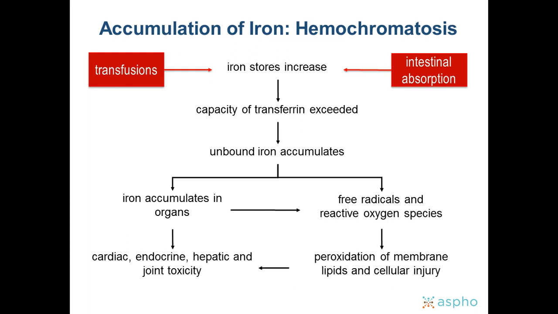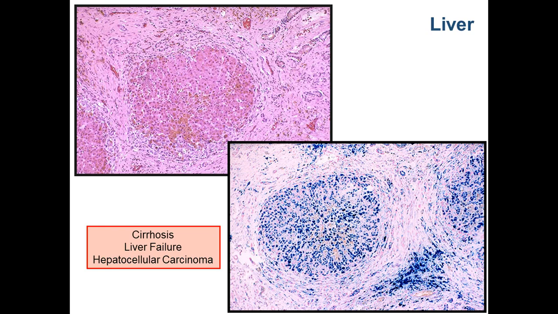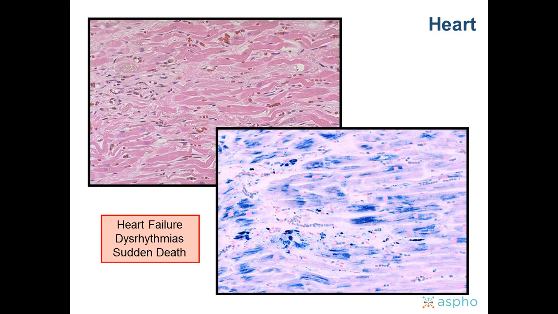Why is it a problem? Well, you get transfusions and intestinal iron. Iron stores increase. You exceed the capacity of transferrin. That unbound iron accumulates in the organs, and that damages membranes and membrane lipids and causes cellular injury. And this happens in the liver. You can see up on the top here the hemosiderin granules and the Prussian blue stain, and this can lead to cirrhosis, liver failure, hepatocellular carcinoma.